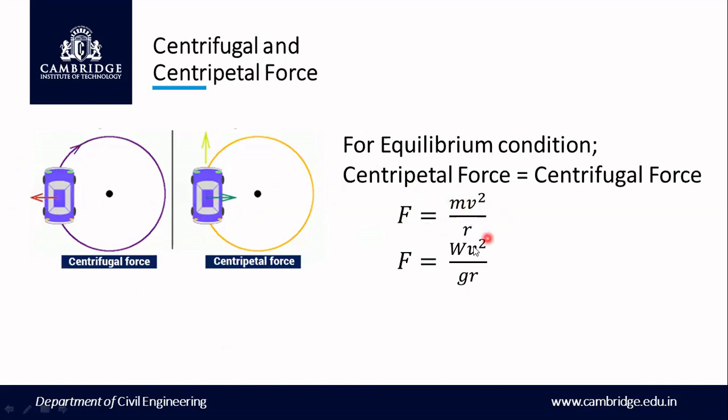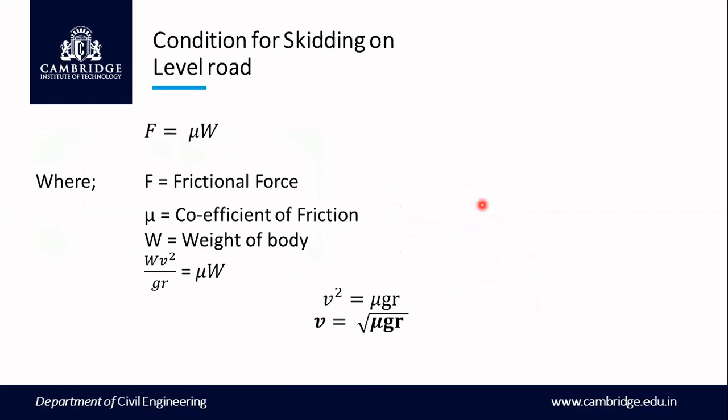We know that for centripetal force, F is equal to mv square by r. And m, I can write in terms of weight, since we know that W is equal to m into g. Therefore, m is equal to W by g. If I substitute here, I get F is equal to Wv square by gr.